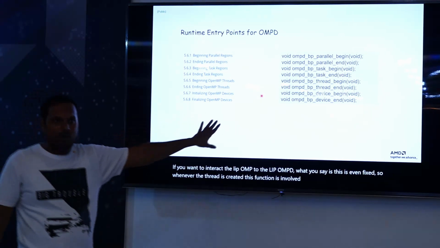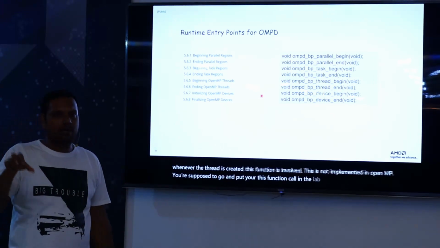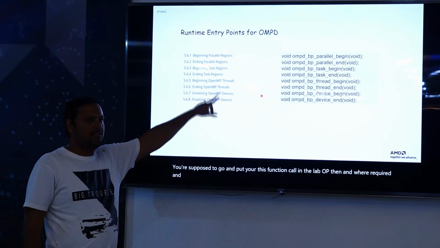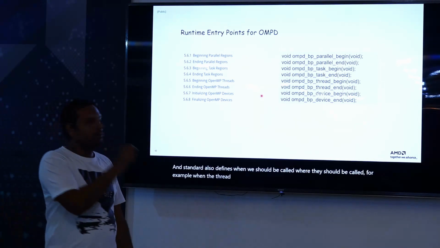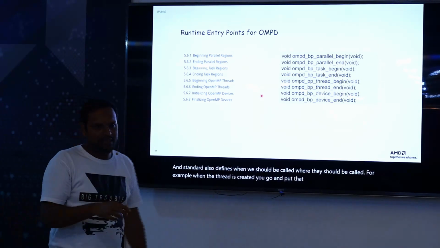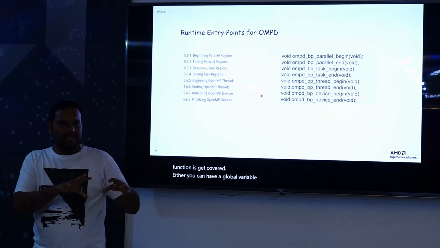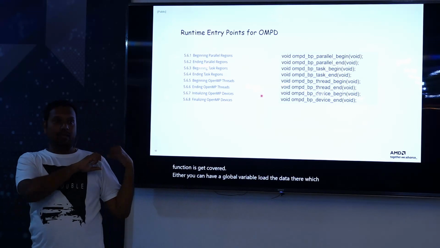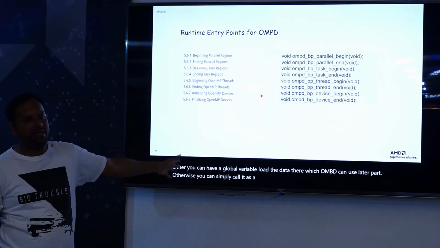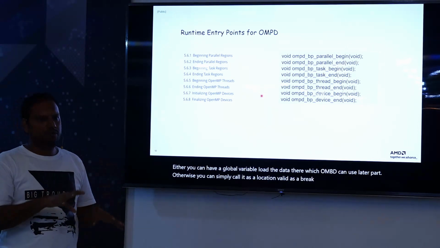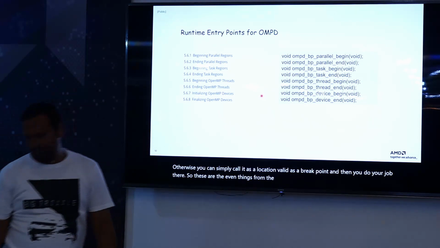This is not implemented in OpenMP. You're supposed to go and put this function call in libomp where required. The standard also defines when and where this should be called. For example, when a thread is created, you go and put the OpenMP thread begin call there, and that function gets called. Either you can have a global variable and load the data there, which OMPD can use later, or you can simply call it as an OMPD location valid breakpoint and do your job there. So these are the event things from the libomp runtime.